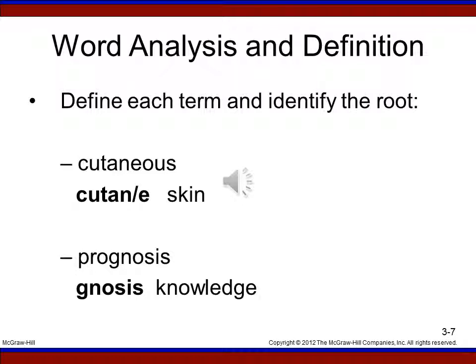Continuing on with our third word analysis and definition. For these particular words on the screen here, go ahead and define each term and identify the root. We have cutaneous, and what's the root? You see cutan is the root there, C-U-T-A-N/E. Here we have an E as the combining vowel. And that root word, the combining form there, means skin also. Okay?